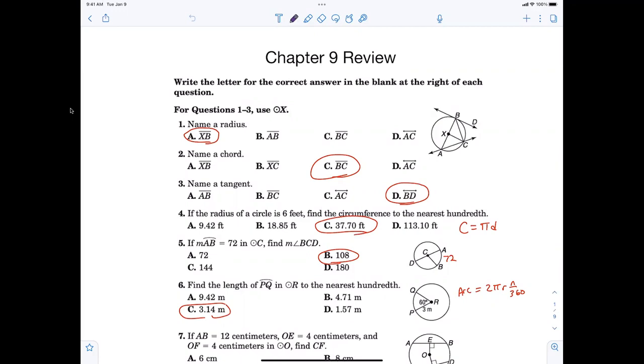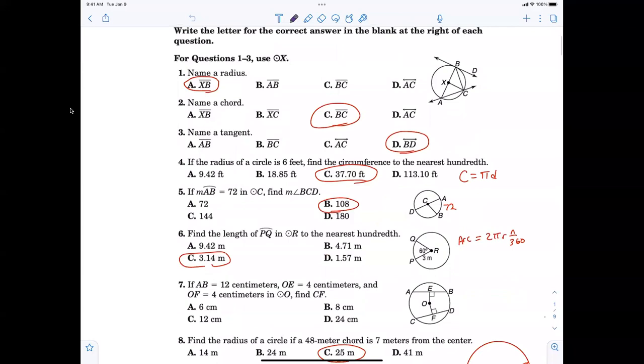Anybody have any questions? Number one is A. Number two is B. Number three is D. Four is C. Five is B. Six is C. Everybody's good with that so far?